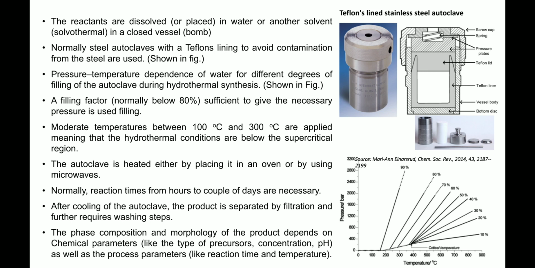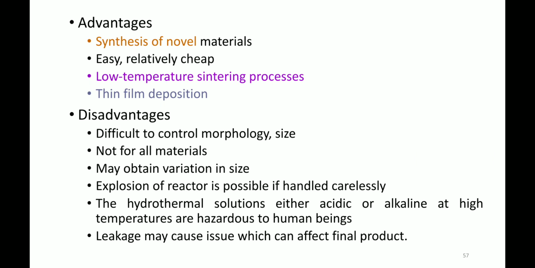So all these parameters you have to optimize, and then you can tune the size and shape of the material by using these various parameters. So this is all about the hydrothermal or solvothermal method, and these are the advantages and disadvantages of the hydrothermal method. In the advantages you can see the synthesis of novel material is possible. Easy and relatively cheap. Low temperature sintering process, because very high pressure and temperature is there.